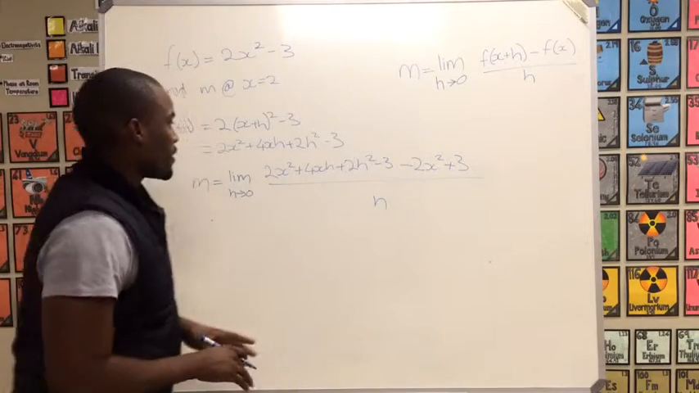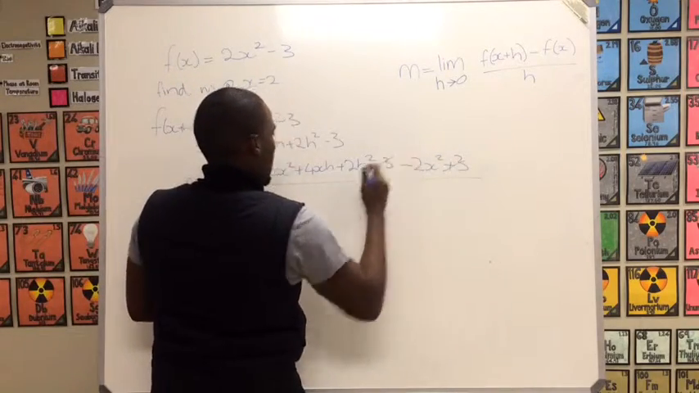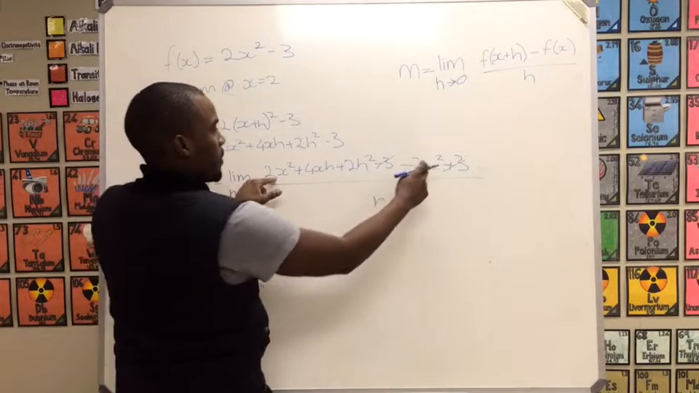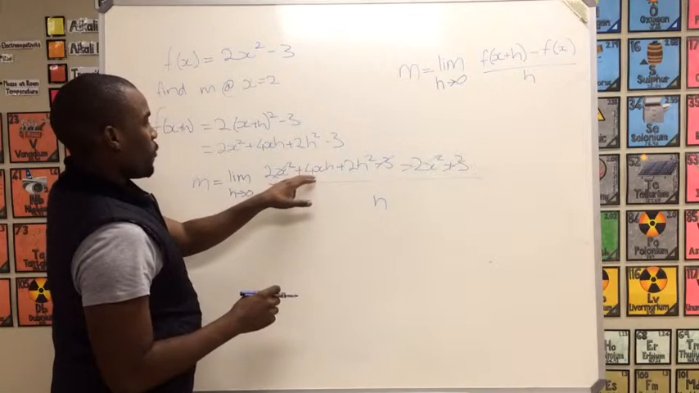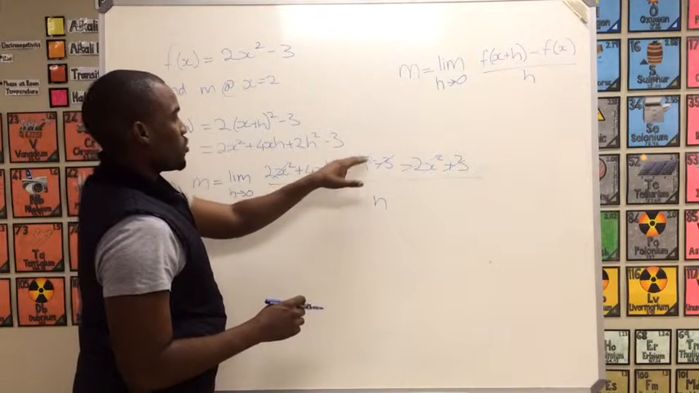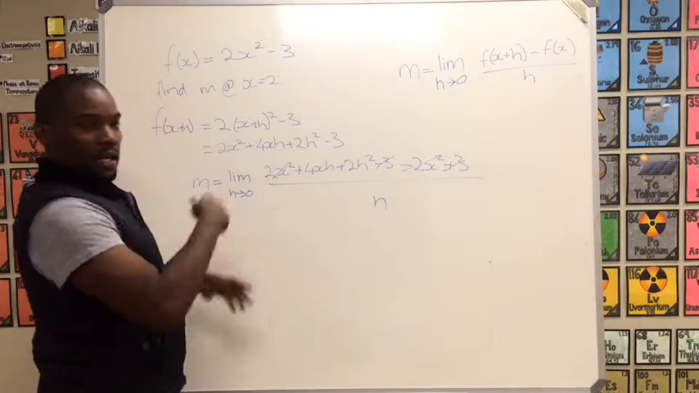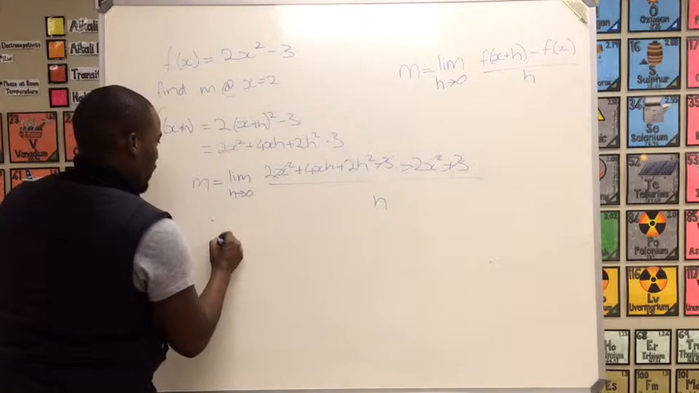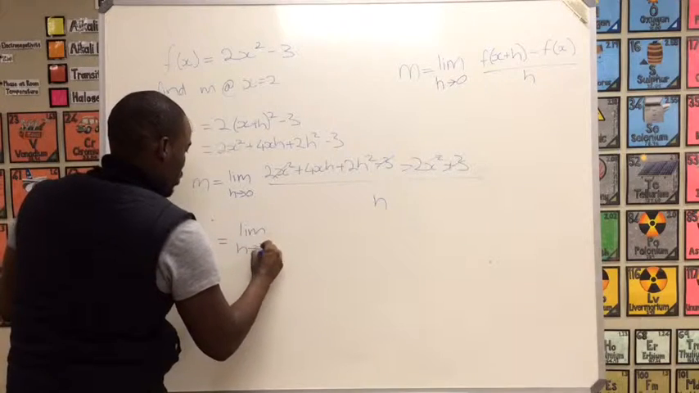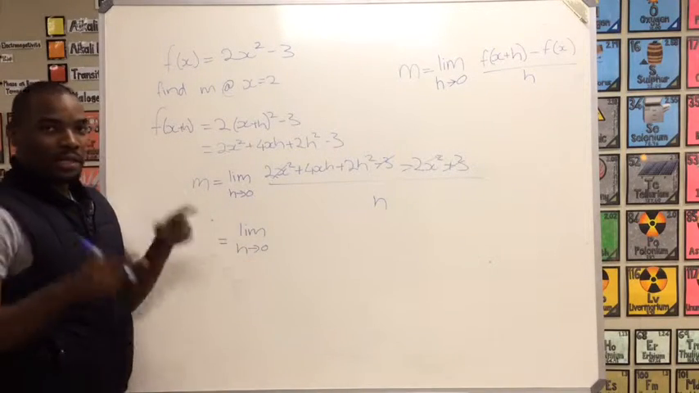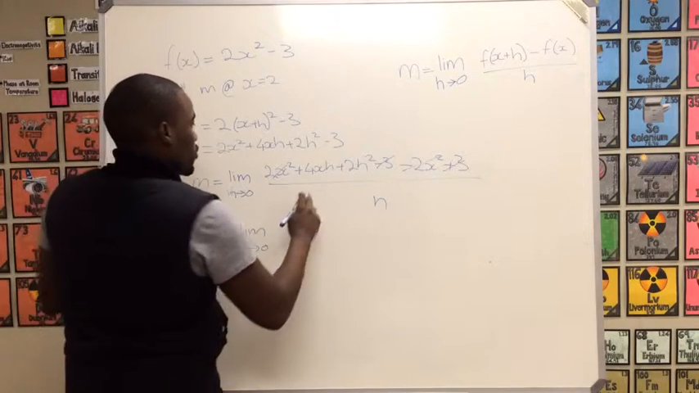A lot of things normally cancel out at this point. So I've got a minus 3 and a plus 3 there. I've got a 2x squared, a minus 2x squared there. And then I'm left with 4xh plus 2h squared. And what you can notice there, the common factor of h is there, so I can take the h out. So then that's going to be the limit as h tends to 0. Like I said, you keep this throughout until the point where you actually evaluate this limit. So I'm left with this.